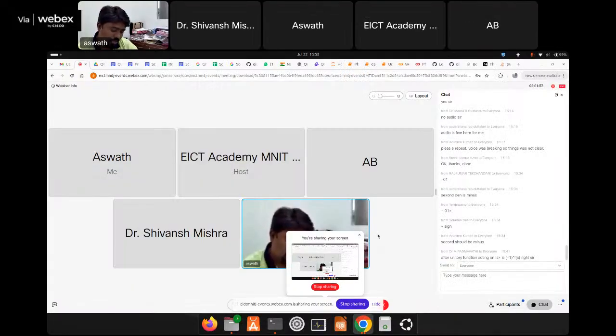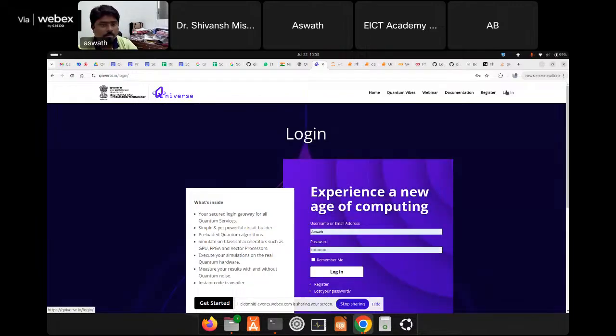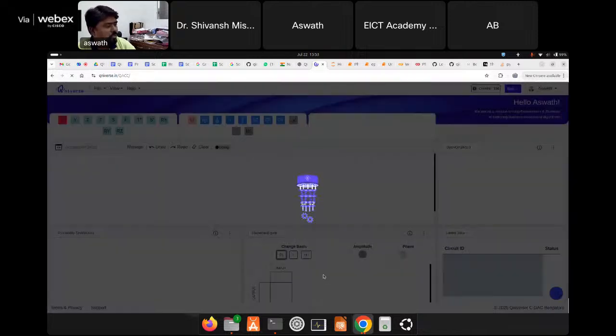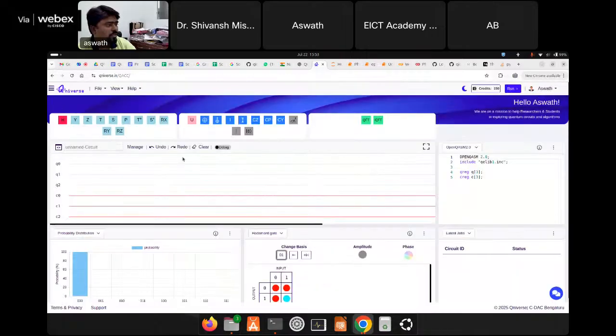So I encourage everyone to please go and create your Q Universe account, log in. This is more handy for the very initial stage. This is the best one as of now compared to IBM. IBM is too good, but to learn, this is the best. It will take some time. You can play around with adding the gates. I showed you on the second day, I think.